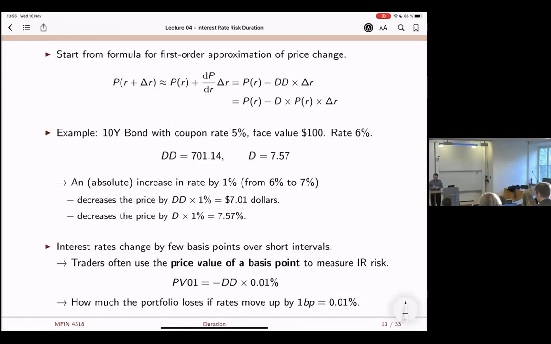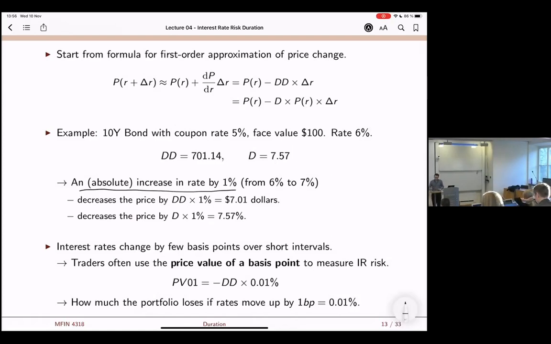Okay. Suppose we look at an absolute increase in the rate by 1%. So why do I say absolute? Because here it's the rate moving from 6 to 7%, right? It's not a 1% increase of the 6% rate, right? So that's what I mean by absolute. So first, this is a big increase in rate. As I just said, typically over a short period, interest rates do not move up or down by 1%. This is just to have the idea.